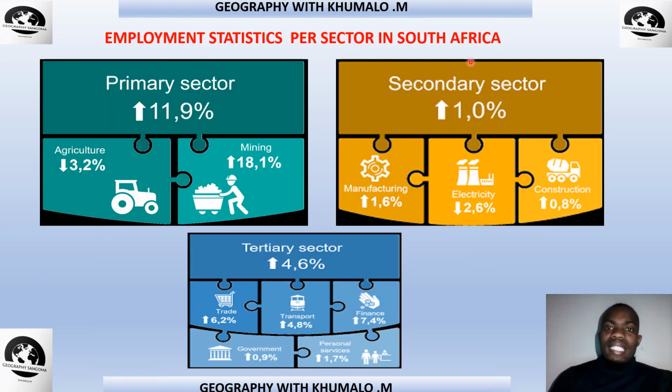Now, employment statistics per sector: you'll take a look at agriculture contributing 3.2%. People working in mines, there's 18.1% of people working in mines. The secondary sector: manufacturing is 1.6, electricity is 2.6, construction is 0.8. We go to the tertiary sector, which contributed 4.6%, trade 6.2, transport 4.8, finance 7.4, government 0.9, personal services 1.7. So this is employment statistics per sector in South Africa.